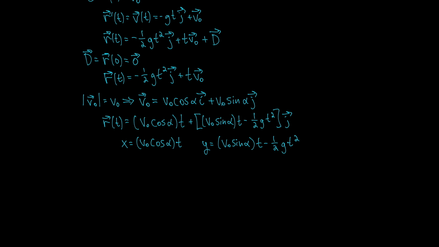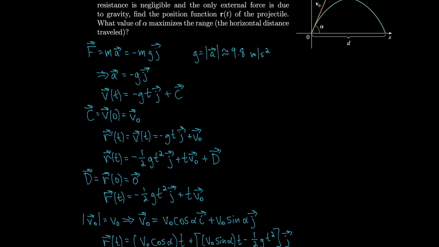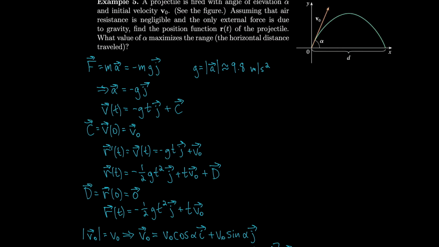Let's see if we could find the value of alpha that maximizes the range. Let me go back for a second. Notice that we want to maximize this distance over here, which is the x value when y is 0. So let's plug in y equals 0 and see what we get. We should get a value over here, which we'll disregard, and we'll get a value over here that maximizes d.